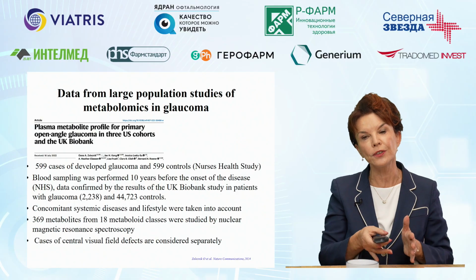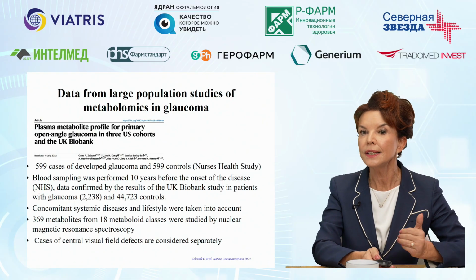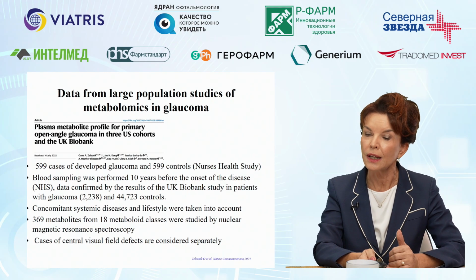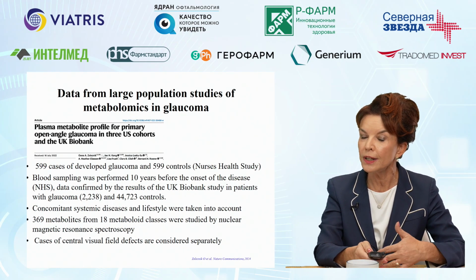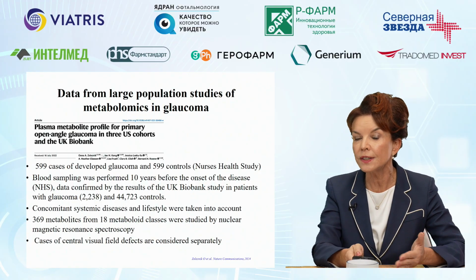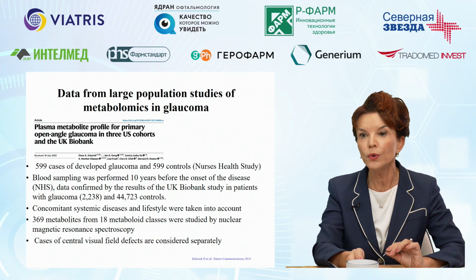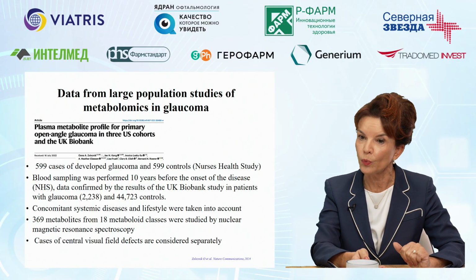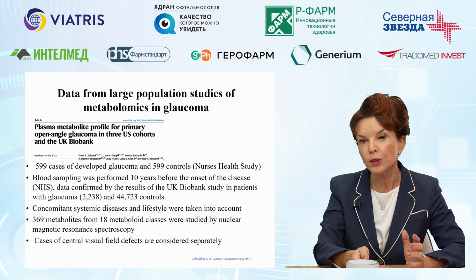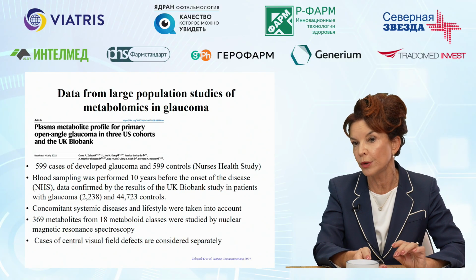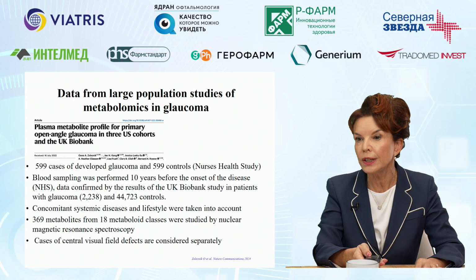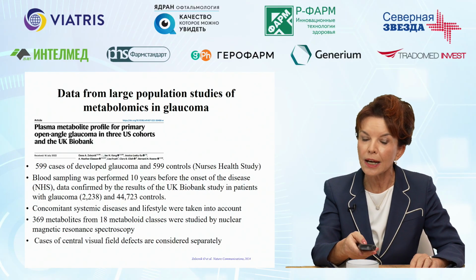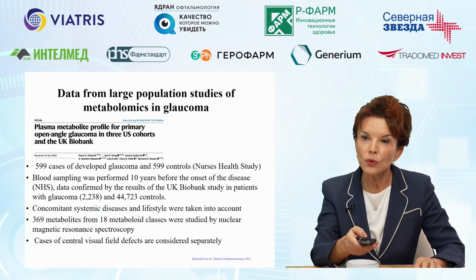What is important concerning this study is that the data obtained as a result of this study were compared later with similar data obtained by the studies in Great Britain. There were also biobanks there, but they were not retrospective studies. They chose about 2,000 patients with glaucoma and 44,000 controls. And in general, 369 metabolites were studied and 18 metabolite classes using nuclear magnetic resonance spectroscopy.